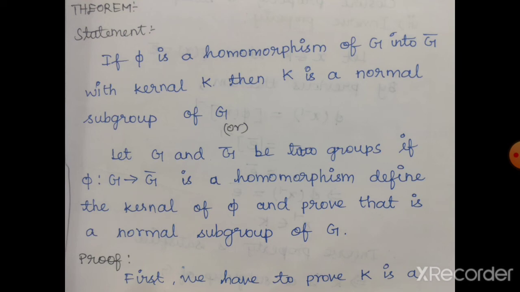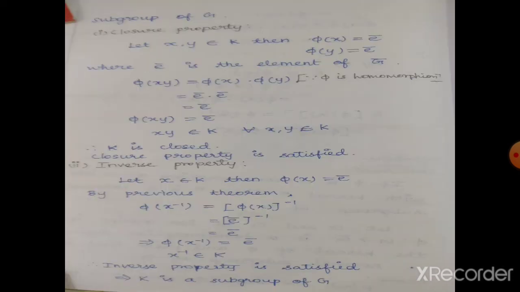So first we have to prove that K is a subgroup of G. Afterwards we have to show that K is a normal subgroup. Already you know H is a subgroup of G if and only if the closure property and inverse property are satisfied. So you have to take the closure property and inverse property. Here we have to show that K is a subgroup, that is, the kernel is a subgroup.